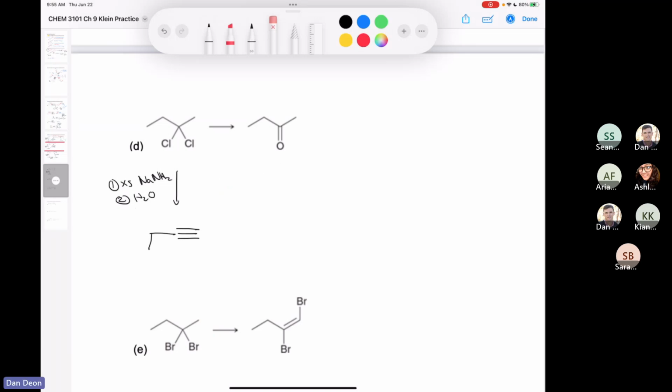I'll write it out like this. We're going to treat this with sulfuric acid, water, and mercury(II) sulfate, and that's going to produce this enol, which is unstable. And the enol is going to undergo tautomerization to give us the methyl ketone. And of course, you need to know the mechanism of that reaction.